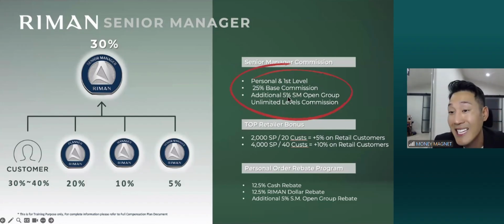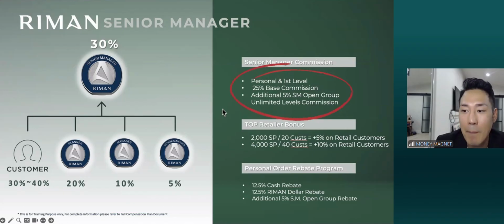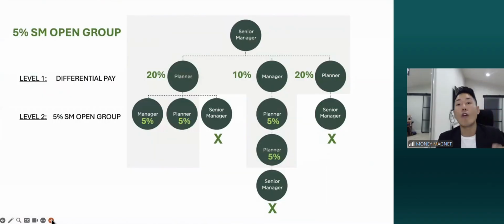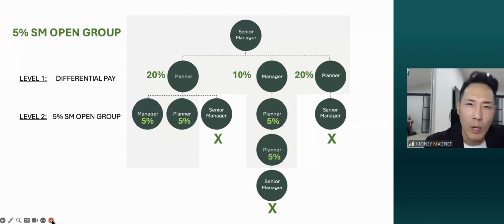Now, I want you to take a look at this additional 5% SM open group. A lot of people get confused here, but I would call this a baby team leader. It's a preparation to understand how to drive your depth and get paid on your depth by the time you become a team leader. So let's take a look at what that really is.